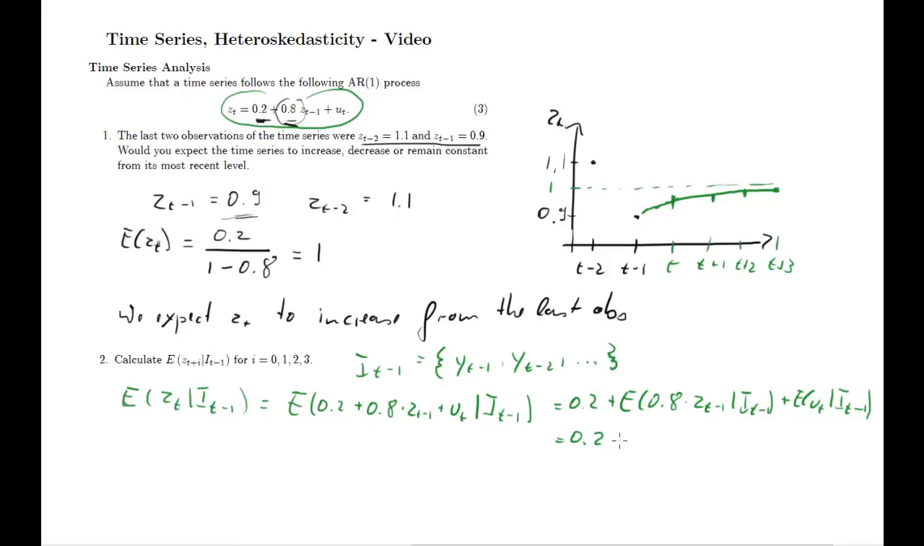So here we have 0.2 plus, we can get the factor 0.8 out, and what we get is the expected value of z_{t-1} conditional on I_{t-1}. Now in I_{t-1} we actually have the value z_{t-1}, instead of y's we are talking about z's here, of course. So we have the value of z_{t-1}, that is this one here, 0.9, so it's going to be 0.8 times 0.9 plus this term, the expected value of u_t given the information we have one period before, that's just going to be 0. So here we have 0.92.